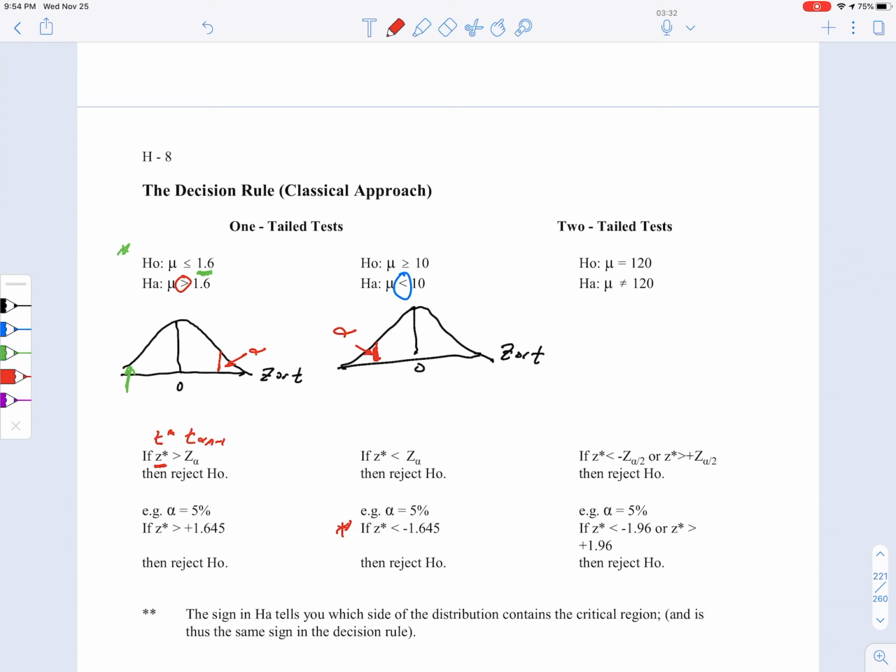So here's an example down here. If your Z star is less than minus 1.645, which is the Z value associated with 5%, we would reject H0.